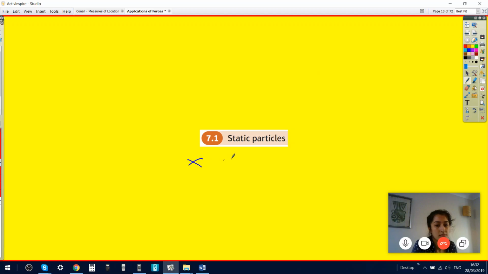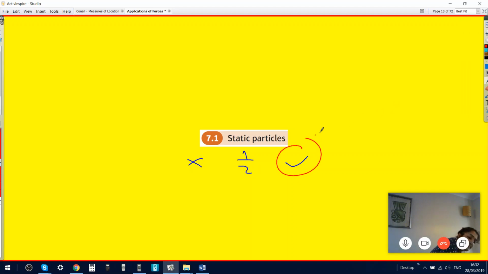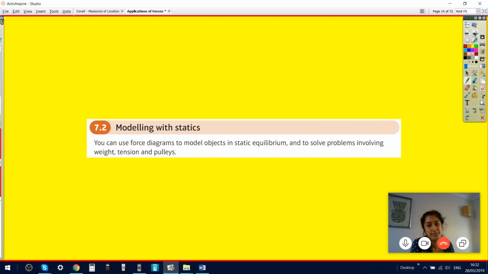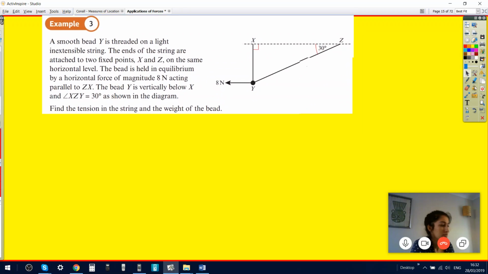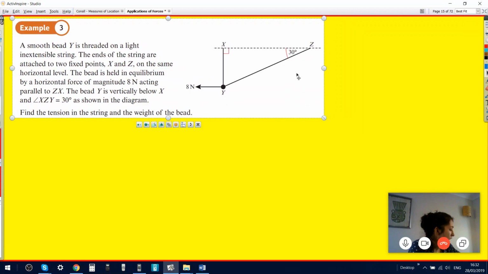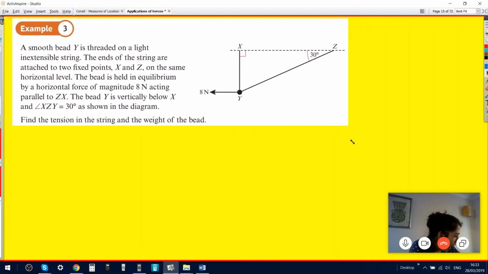Static particles. Oh, is that what it's called? Yeah. Yeah, tick. Okay. Modeling with statics. Let's try it. So you're now applying it to stuff.